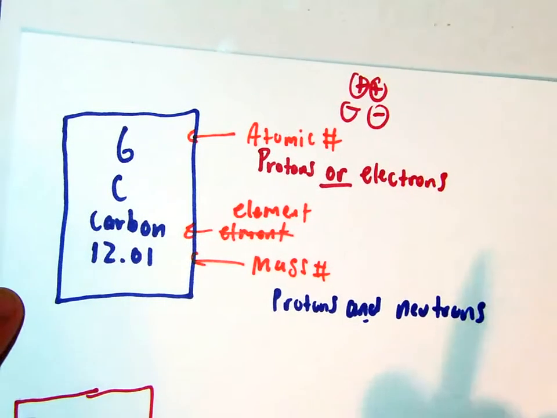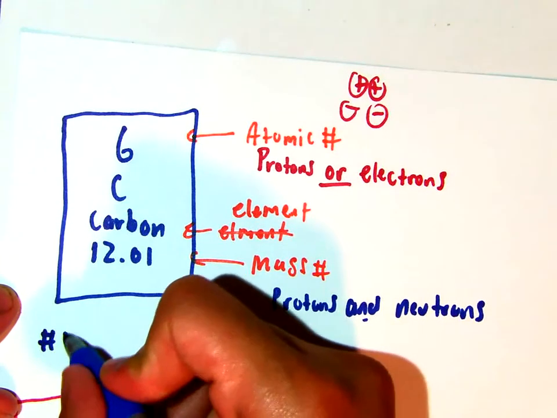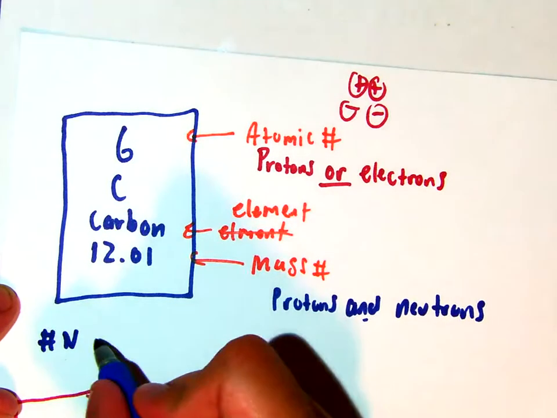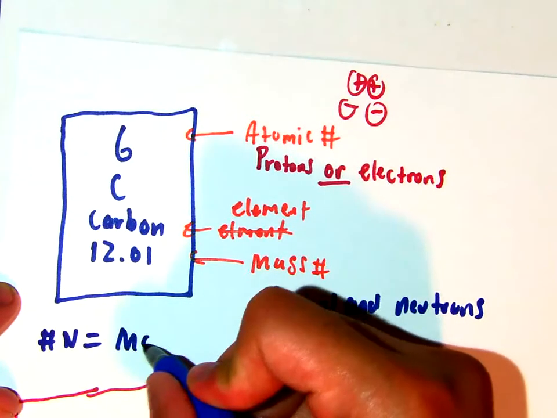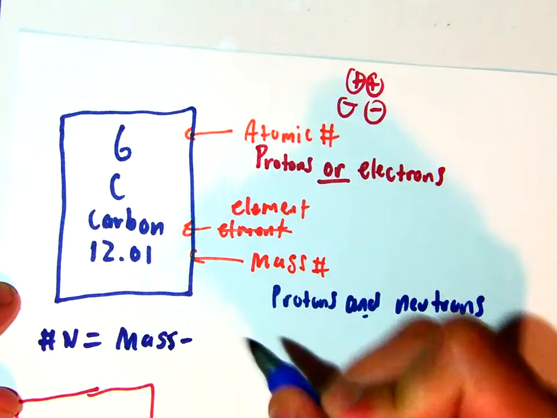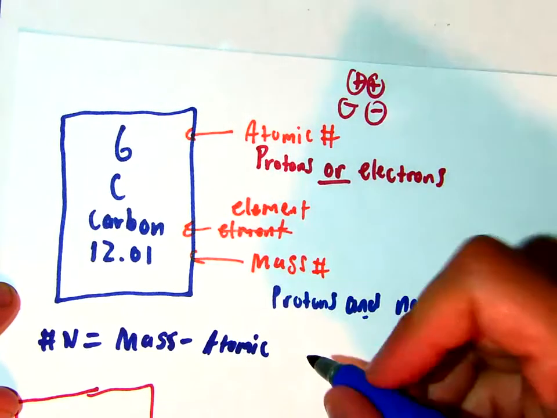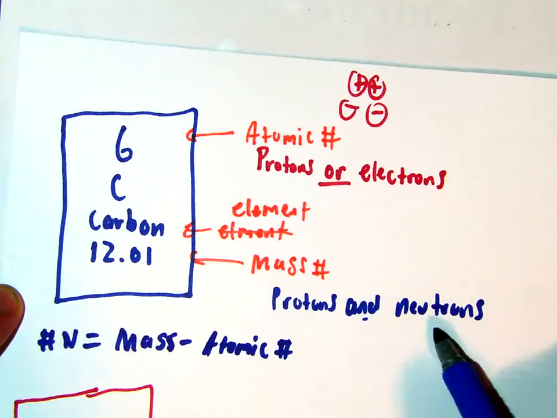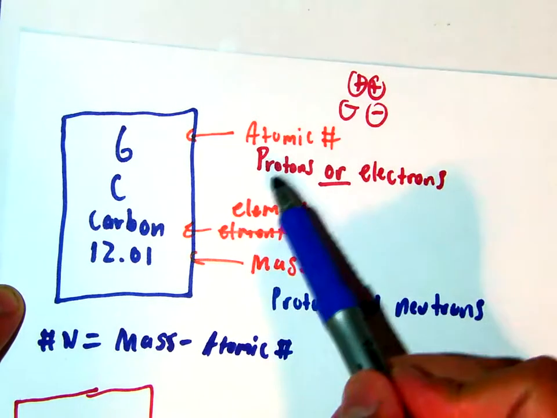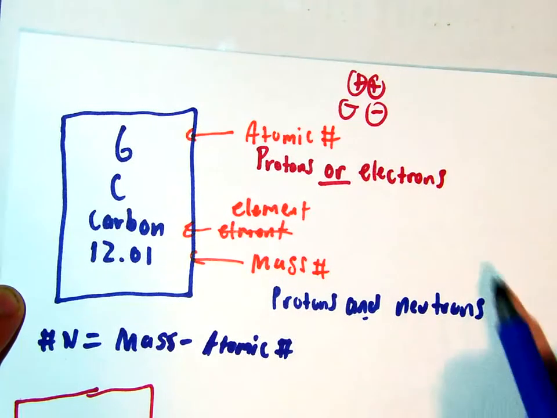Okay. Then the last thing we need to know is how do I calculate the number of just neutrons? That's the only one we have to do math. My number of neutrons is equal to my mass, the bottom number, take away my atomic number. Why? Because if mass is protons and neutrons, and atomic number is protons, if I take these away, the protons cancel out, and I'm left with neutrons.